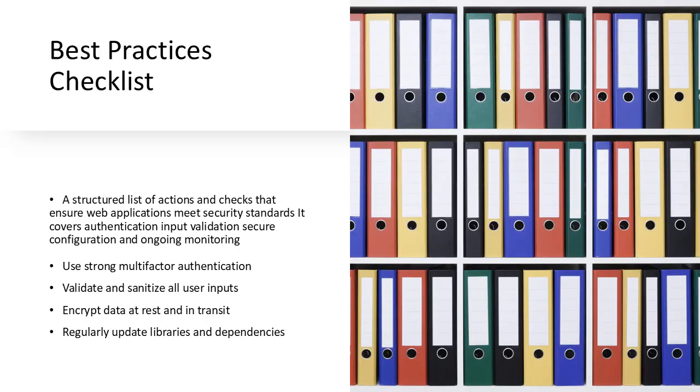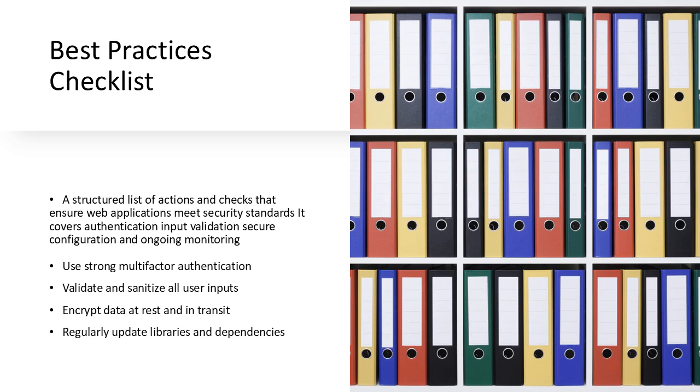Best Practices Checklist. A structured list of actions and checks that ensure web applications meet security standards. It covers authentication, input validation, secure configuration, and ongoing monitoring. Use strong multi-factor authentication. Validate and sanitize all user inputs. Encrypt data at rest and in transit. Regularly update libraries and dependencies. Here's a simple explanation with a real-world example.